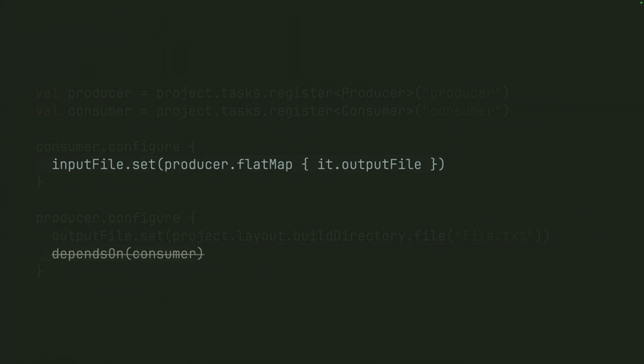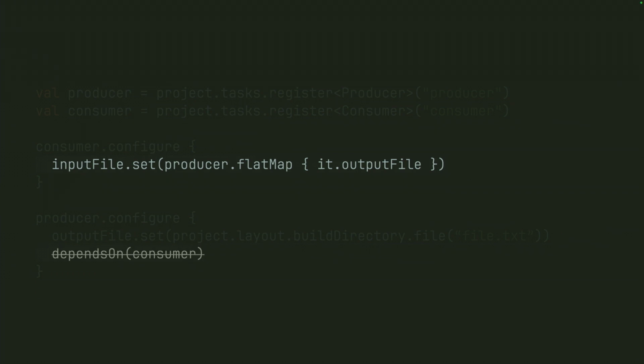One very good reason is that because the producer's output is flat-mapped as input into the other task, the consuming task, Gradle will automatically know, okay, there's a task dependency here, and it'll link it for you.